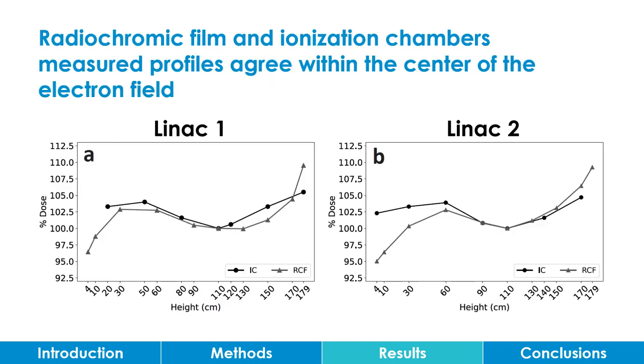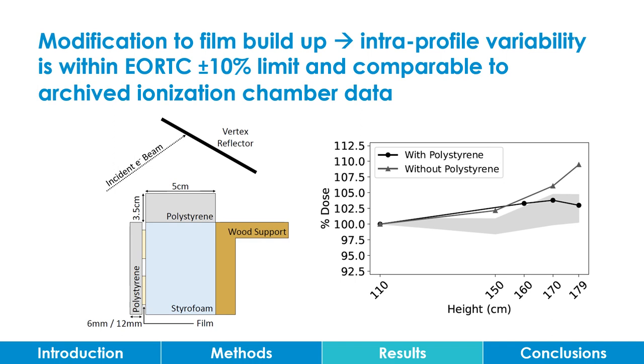We next qualitatively compared matched film and ion chamber measured profiles taken close in time. The radiochromic film and ion chamber measured profiles agreed within the center of the field, however, the film did tend to exhibit higher variability towards the edges of the field. Again, we addressed this discrepancy using the modified film buildup, which resulted in comparable film and ion chamber profiles across the entire field.